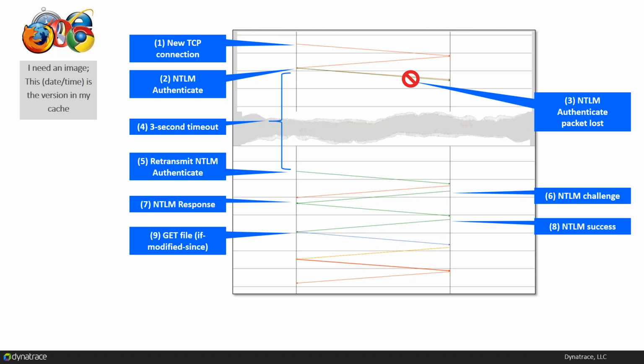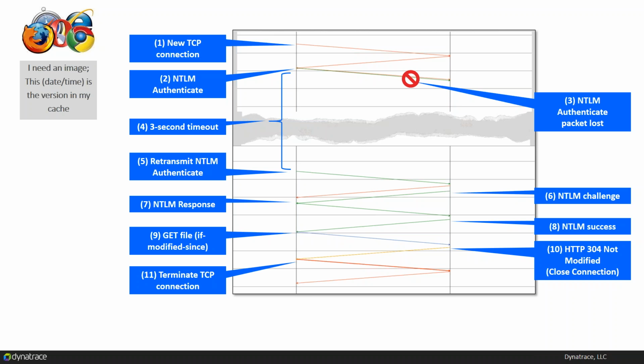I issue the GET request for the file, and the web server says, oh, don't worry about it. The copy you have is okay. And to make matters worse, it then said, I'm not going to allow you to reuse this connection. You must close it. It forces a close. So I terminate the TCP connection, and for every one of those 15 or 20 images, I have to go through these steps over and over again.